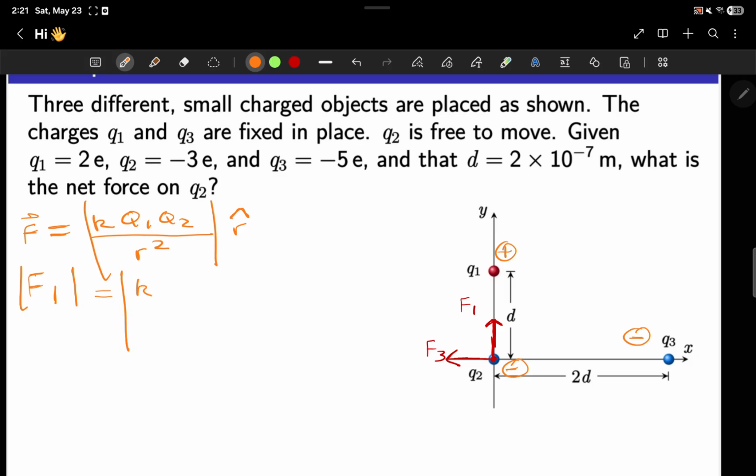So in this scenario we have K, we have charge 1 and charge 2. And our radius, or the distance between charge 1 and charge 2, is d, which is known as this number that I've circled. So we write d squared.